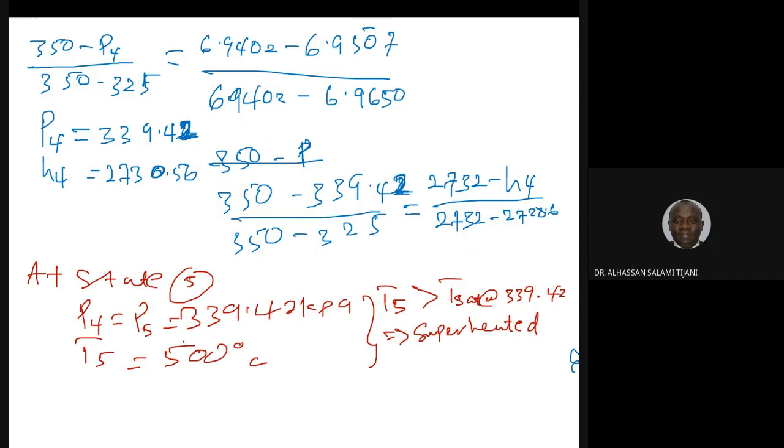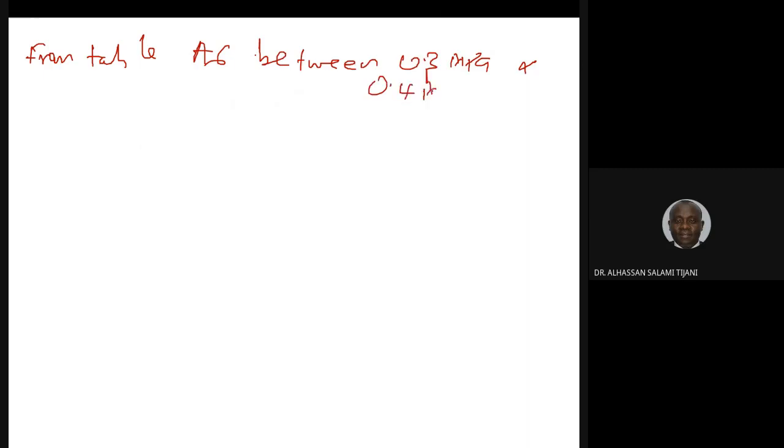Okay, so from table A6, we will interpolate between 0.3 megapascal and 0.4 megapascal, at 500 degrees Celsius.